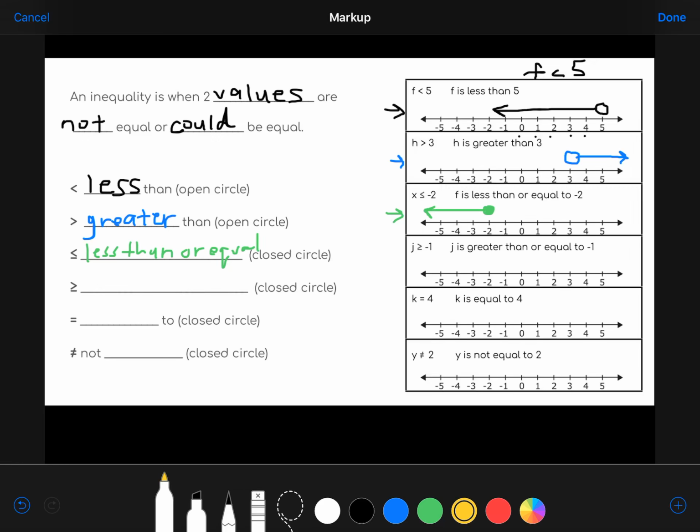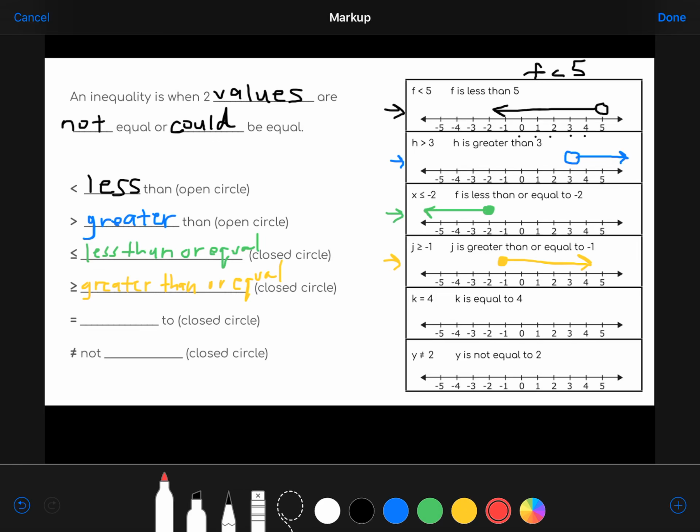And then we have here greater than or equal to, which again would be a closed circle. So here we have j is greater than or equal to -1. So I'm going to find -1. It's a closed circle because it's possible that my answer for j would be -1. So it can be -1. It could also be any number that is larger than -1.